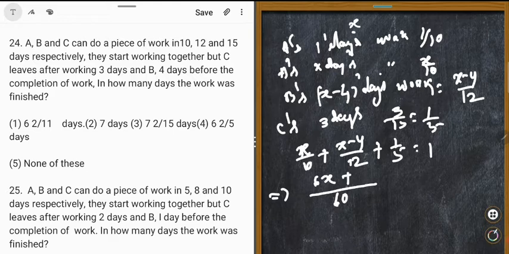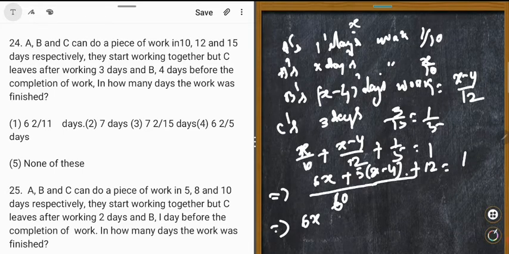Plus 60 divided by 12 is equal to 5, that is 5 into X minus 4, plus 60 divided by 5 is equal to 12. This implies that 6X plus 5X minus 20 plus 12 is equal to 60.